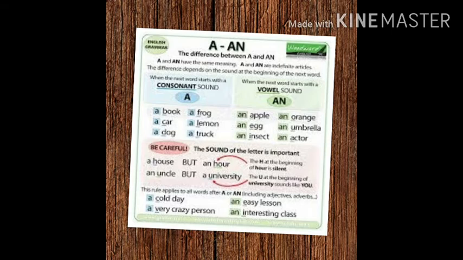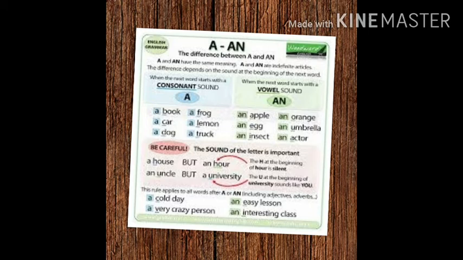But be careful, the sound of the letter is important. A house, but, an hour. Why? Because the H at the beginning of hour is silent. Same way, an uncle, but, a university. The U at the beginning of university sounds like you. This rule applies to all the words after a or an, including adjectives or adverbs. A cold day, a very crazy person, an easy lesson, an interesting class are some of the examples that we can take to understand this.